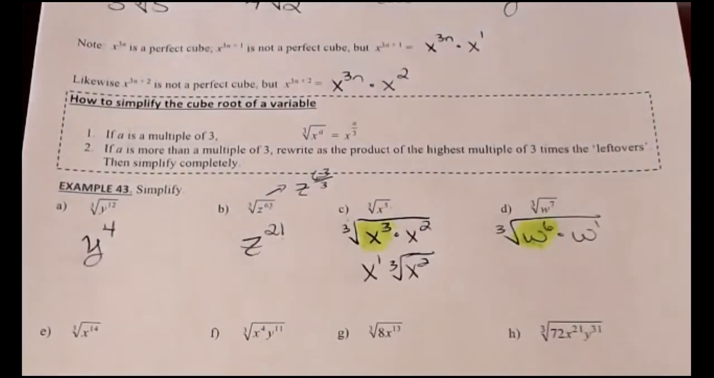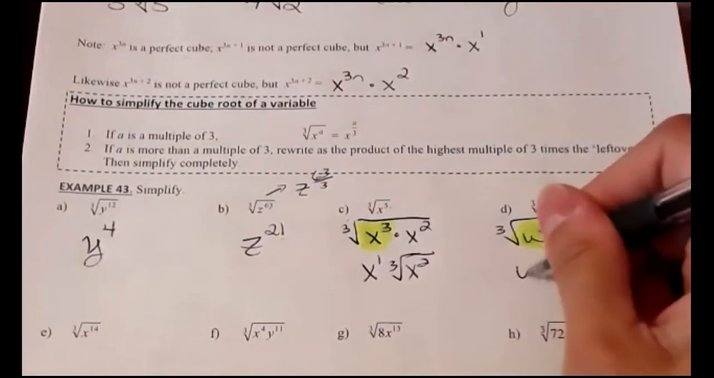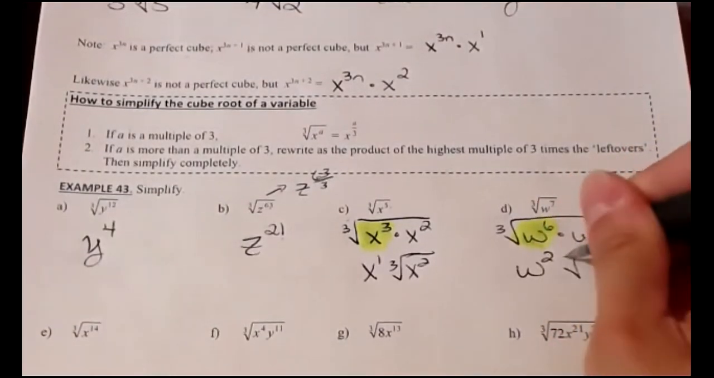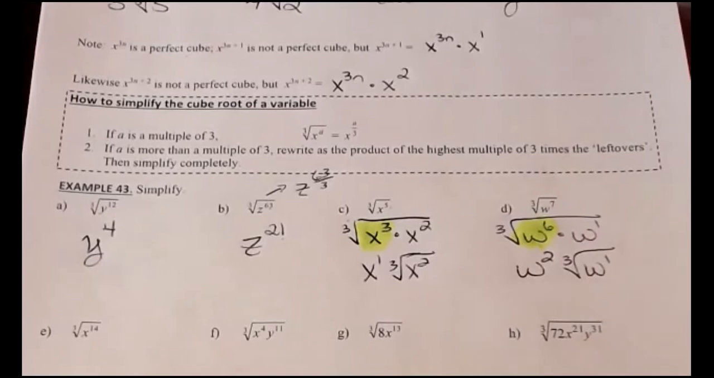Perfect. Summer, when you take the cube root of w to the 6th, what are you left with? Yes, w to the 2nd power. Good. W to the 2nd power, and then a cube root of w to the 1st. Good.